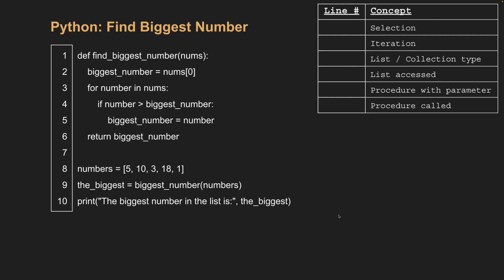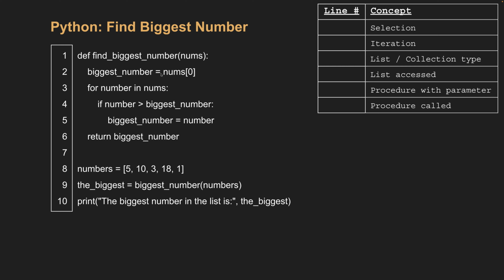Okay, so where do you see selection? Where do you see iteration? Where do you see some sort of list or collection type? Where's that list getting plugged in or used? And how do you see that list getting accessed? Where's the procedure? Does the procedure have a parameter? Parameters, again, are something in the parentheses here. And where is that procedure then called, right?